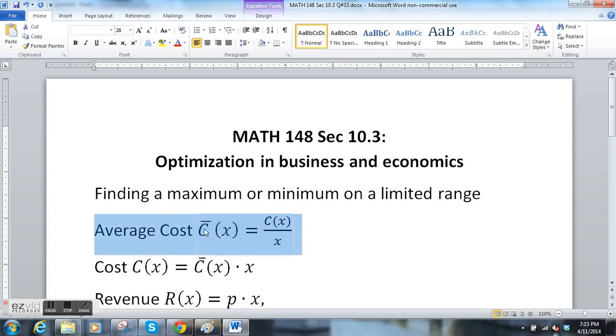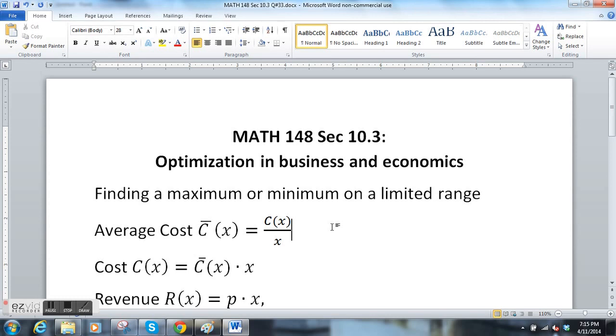Finding the average cost, so the function that they use is this C bar of x. The average is equal to C of x divided by x, and if you are taking a business statistics class, this is the mean, because you're taking the function divided by x. It's the mean. It's not really an average. There's 3 types of averages, a median and a mode also. That's statistics. We don't get to play with that.